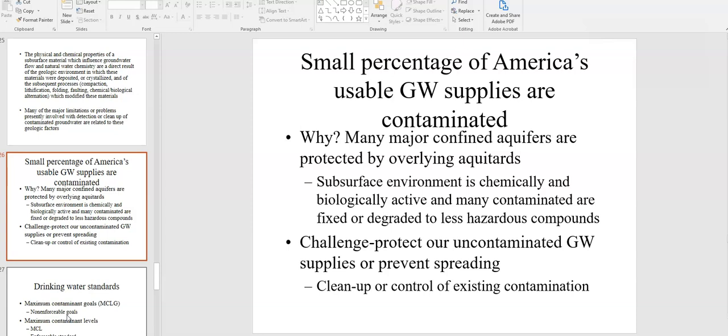We had that discussion the other day in class: if no one's using the water and it's not impacting the ecology of the area, do we really need to clean it up? That's a whole other debate we can have. But because it takes so long for contamination to get into groundwater, a lot of times our groundwater aquifers are still clean.